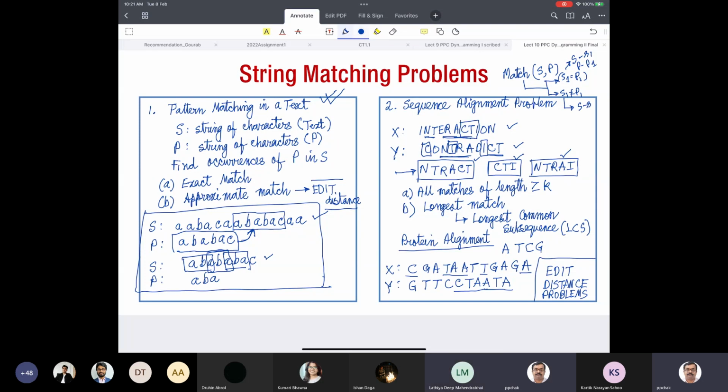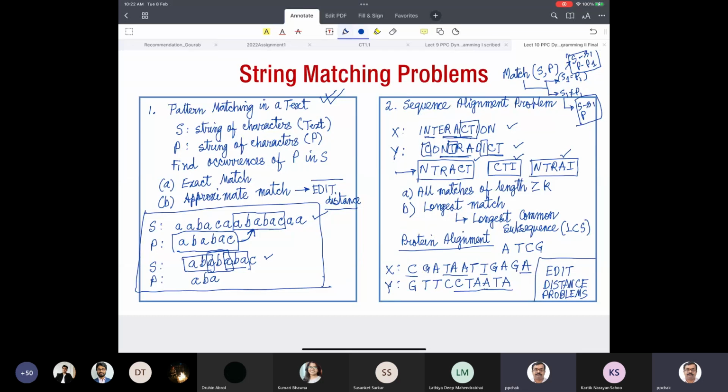Sir, S minus S2 and S minus P. Where did S2 come from? You have only checked S1 and P1. So S minus S1 and P. Correct, correct. So this is one case and this is the other case. Ishan, these are the two cases you also mentioned?